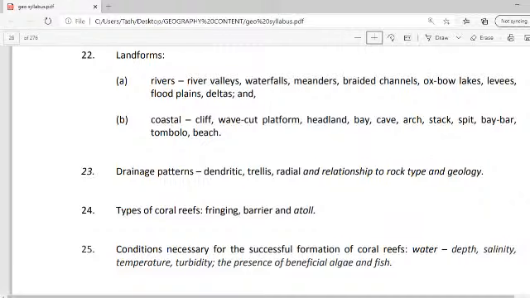So for those three, they are relating to your rock type and they have a specific shape. So dendritic is from, I think, the Greek word. I don't remember, but it means tree. So it actually has the shape of a tree.